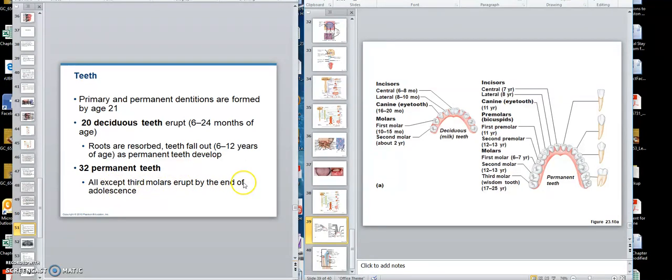that's the ones in the way at the back end, erupt by adolescence. A lot of times your mouth is too small to have these, and you have to take them out. I know I did. I had to take mine out.